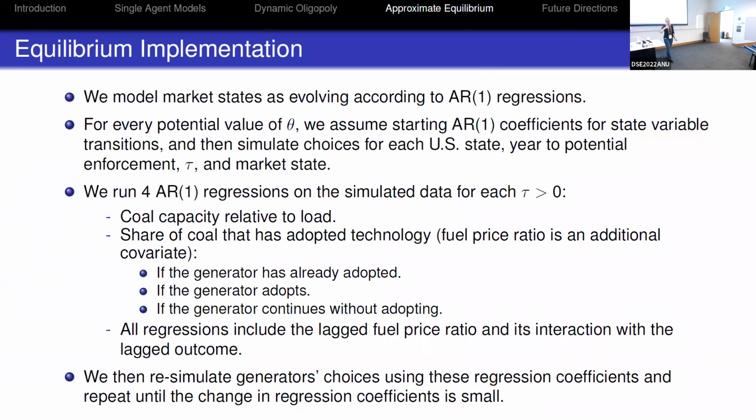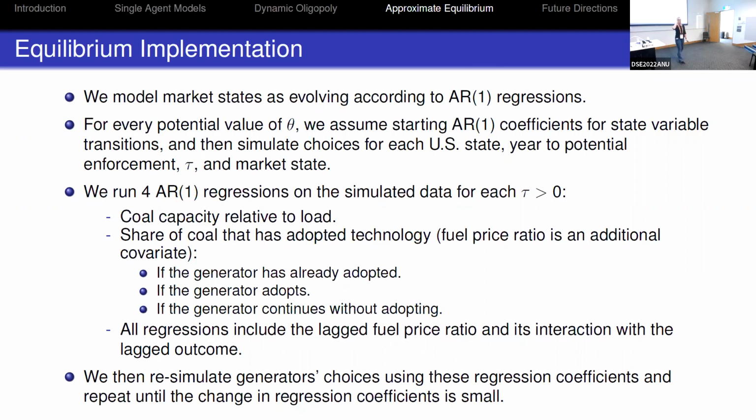For every potential value of theta, we're going to choose some AR1 regression that gives us expectations of, for instance, how coal capacity is going to evolve, right? In general, that one's going down. The share that adopts is going up, right? Stuff like that. Relatively simple. We're going to need this to be separate for each US state, year to potential enforcement, and market state.